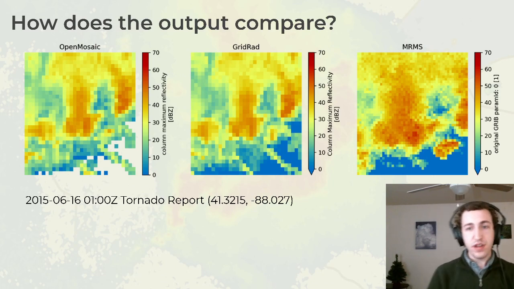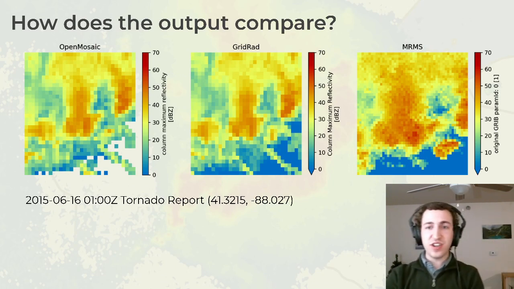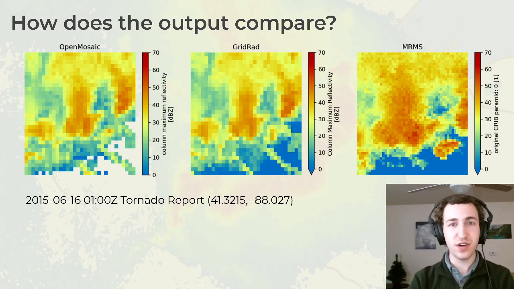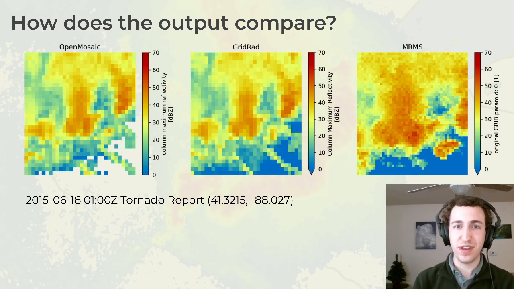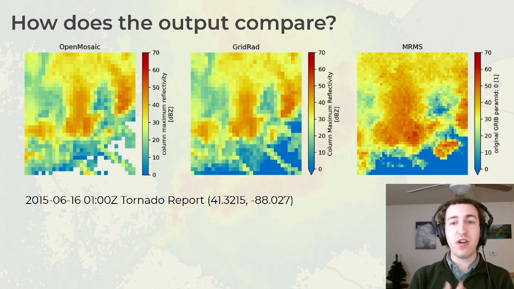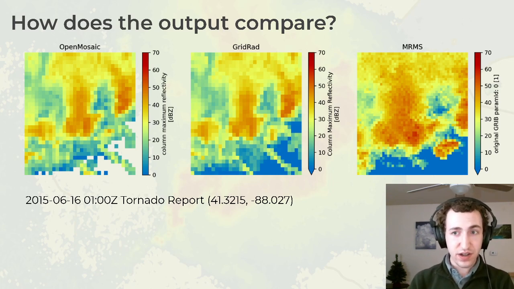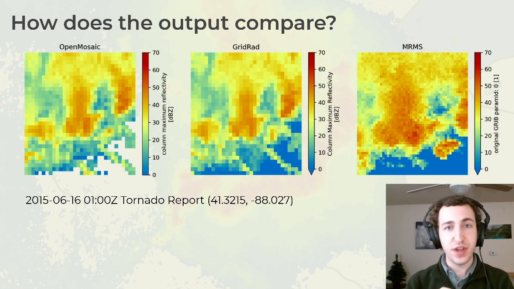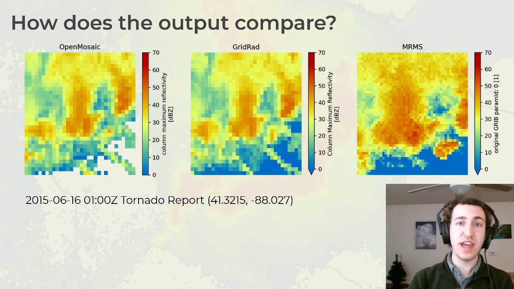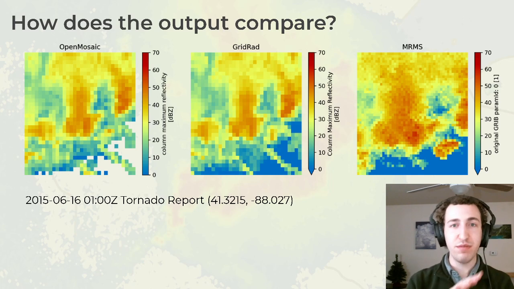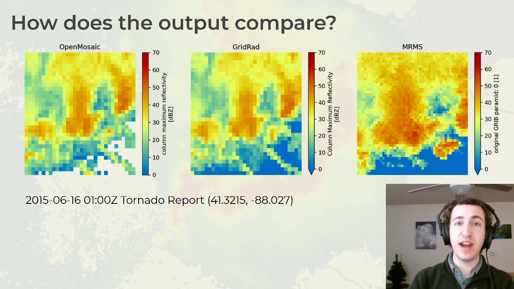Comparing the output, you can see sort of side by side, it looks almost identical to GridRad. And that's by design. We're trying to use the same exact algorithm that GridRad does. There are some subtle differences based on filtering that aren't identical and the native grid. OpenMosaic is in this implementation using a native 2 kilometer Lambert conformal grid. GridRad has a latitude longitude grid, so there are some slight differences in regridding.